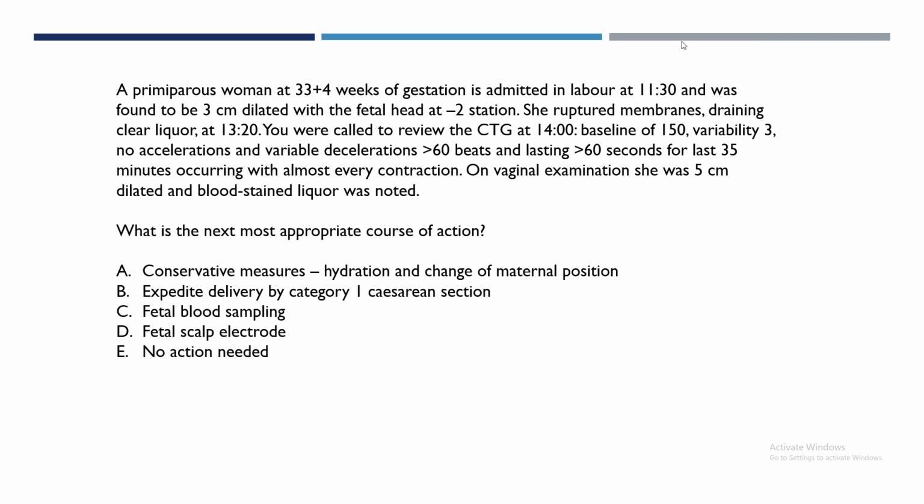33 weeks, 4 days. She is admitted at 11:30, found to be 3 centimeters dilated, fetal head -2. Ruptured membranes, draining clear liquor at 13:20. They are called to review the CTG at 14:00. Baseline is 150. Variability is 3. No accelerations. Variable decelerations of more than 60 beats and lasting for more than 60 seconds, for the last 35 minutes, occurring with every contraction.